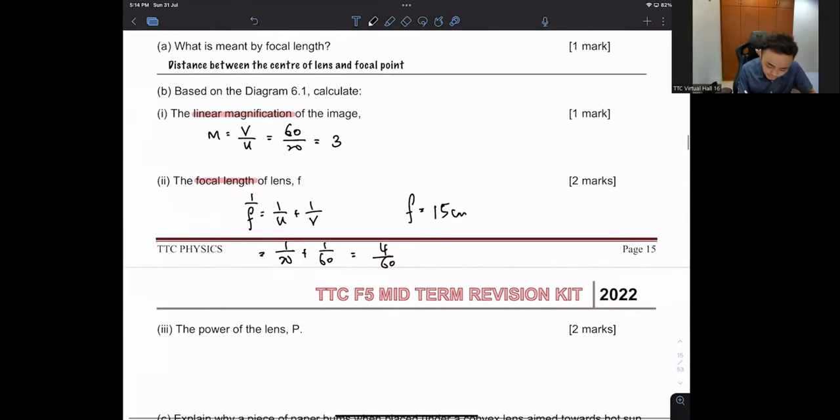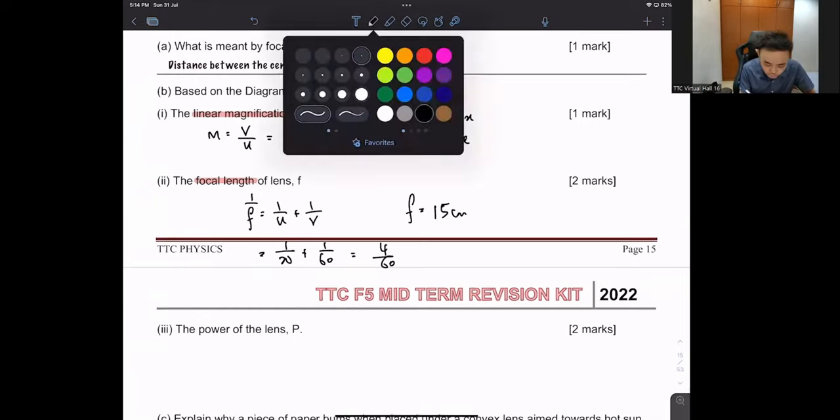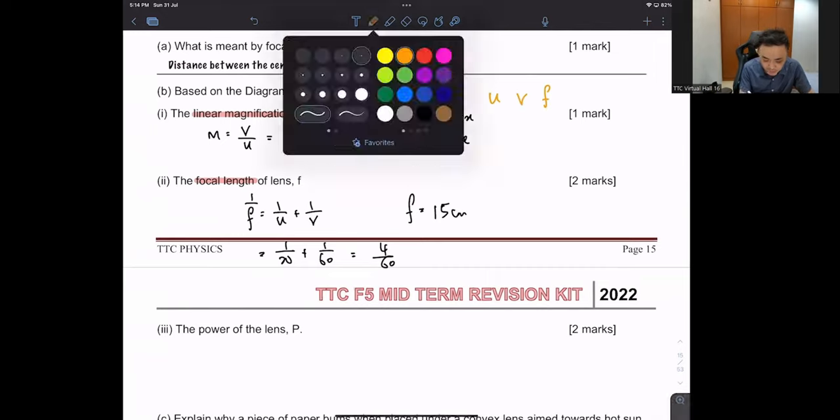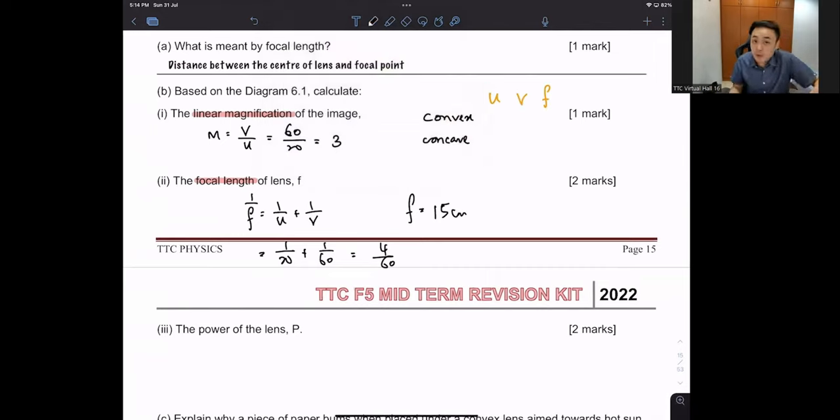You got two different types of lens here. There's concave lens and then there's convex lens, right? Two types. And then you got three things to determine: U, V, and F. Now, number one, for U, U is object. It's very simple, always positive. You got no virtual object also. It's always real.